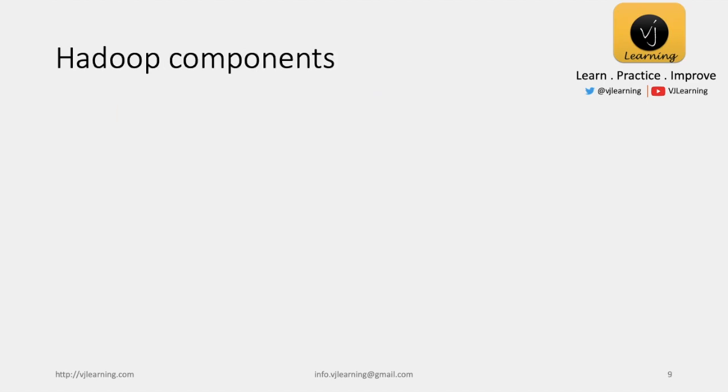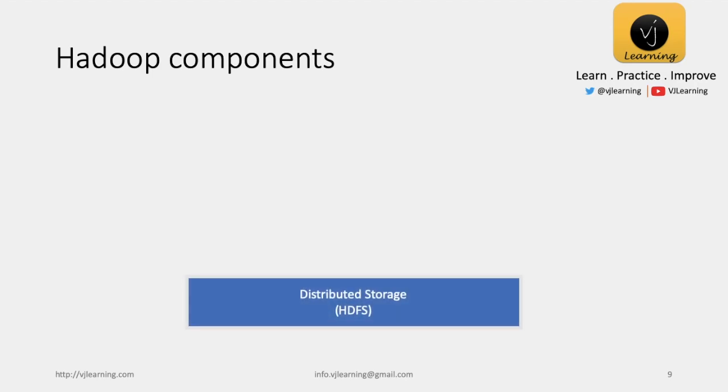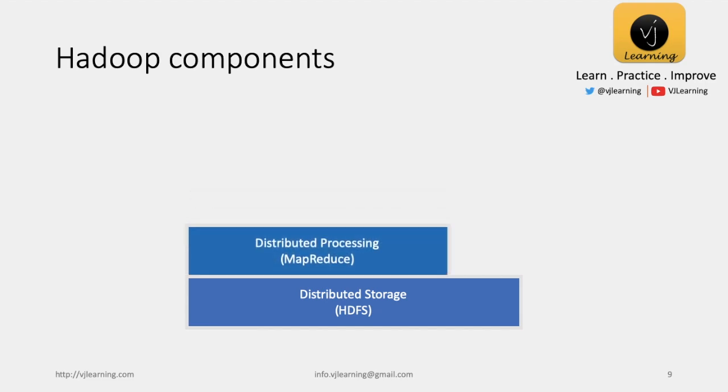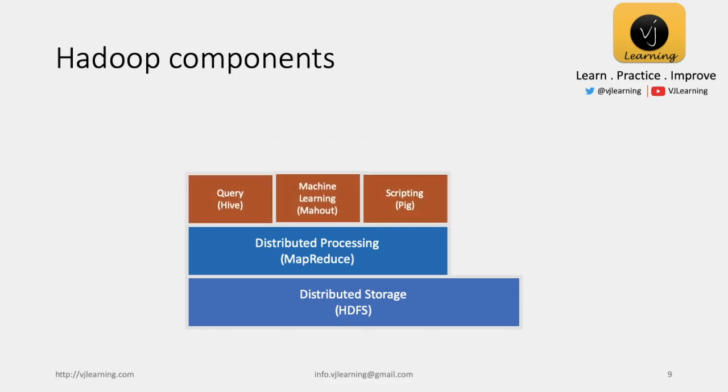Moving on, let's quickly look at the different Hadoop components. We just talked about HDFS, which is one of the underlying components of Hadoop. On top of that, we have MapReduce, which is a distributed processing utility that runs on HDFS. Usually MapReduce is written in Java. Later they built other utilities like Hive, Pig, and Mahout.